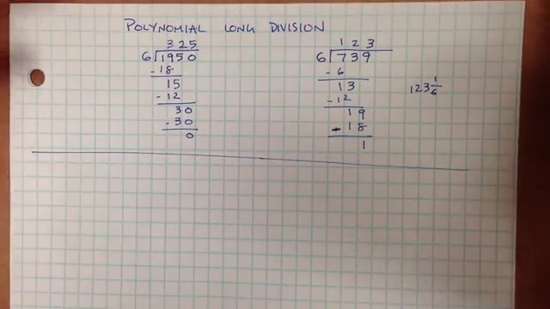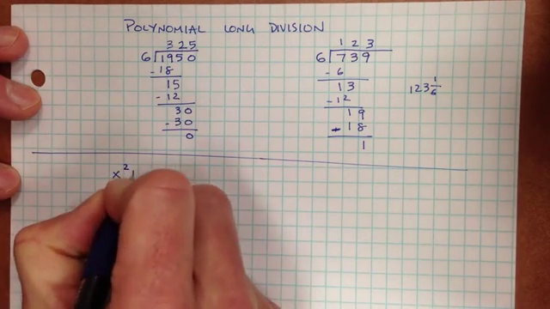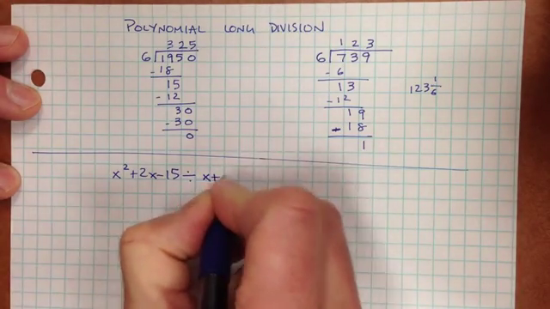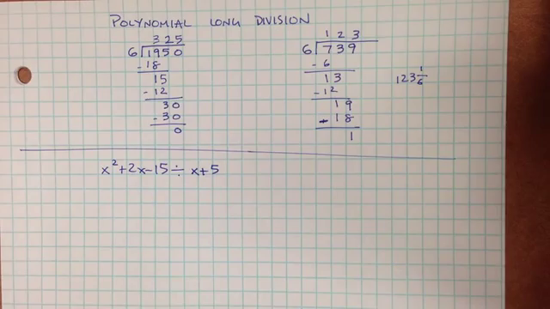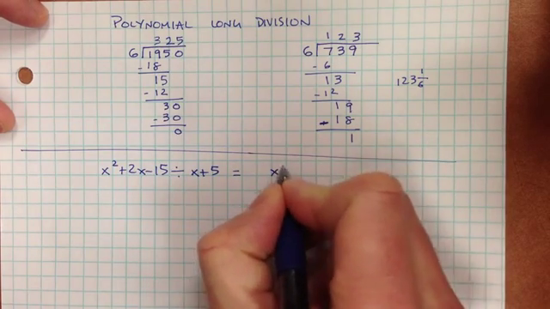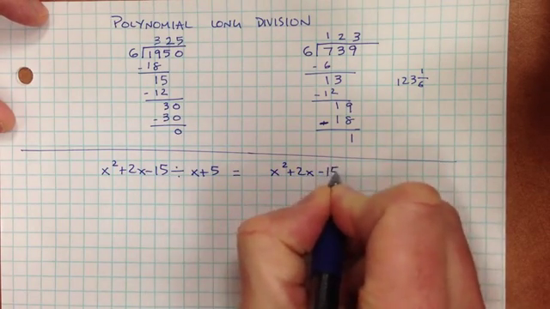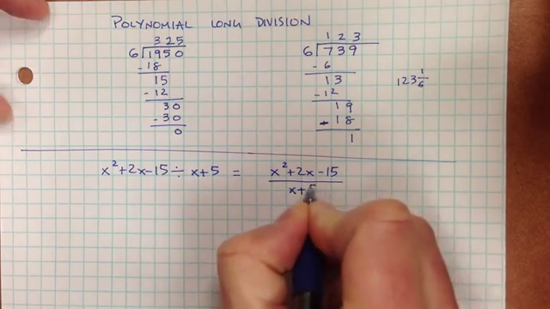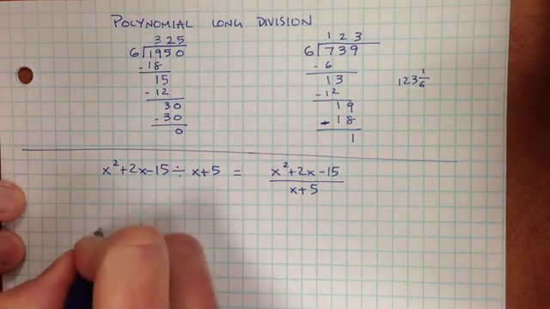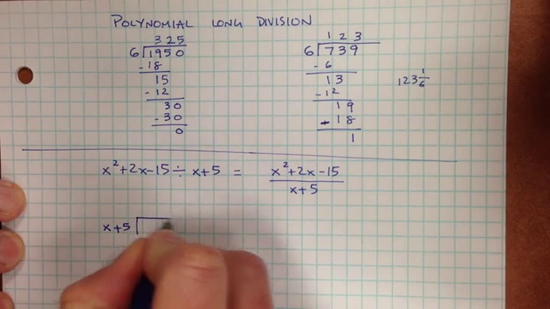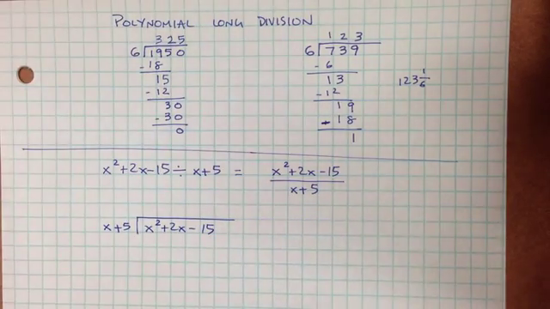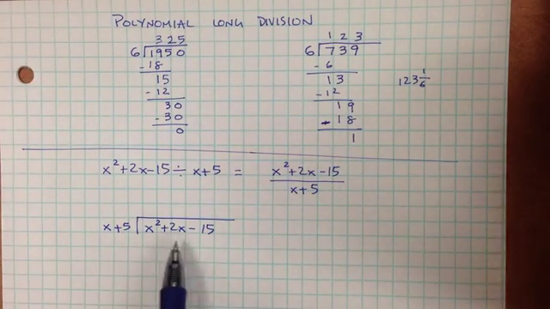Now let's take a look at some polynomial long division. We're dividing x squared plus 2x minus 15 divided by x plus 5. Another way of seeing this problem may be like this. Those are both exactly the same thing, and we would set this problem up in this fashion. There you go. How many times is x plus 5 going into x squared plus 2x minus 15?